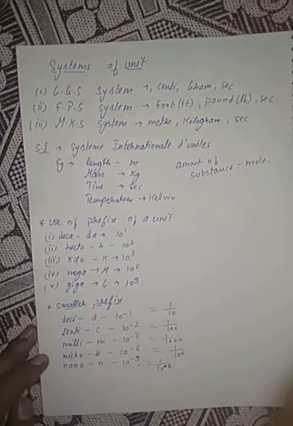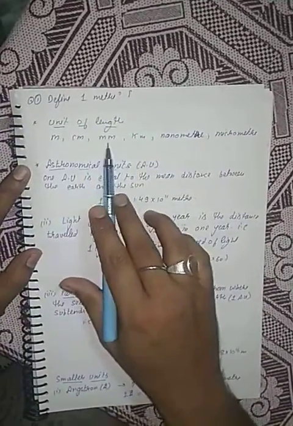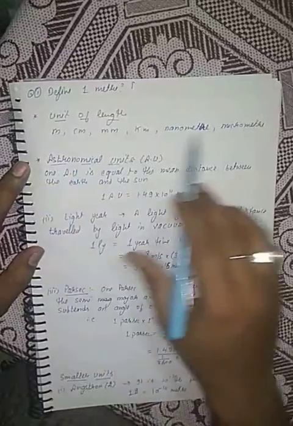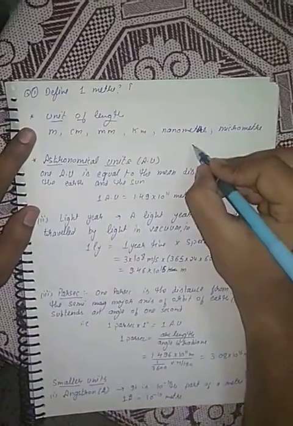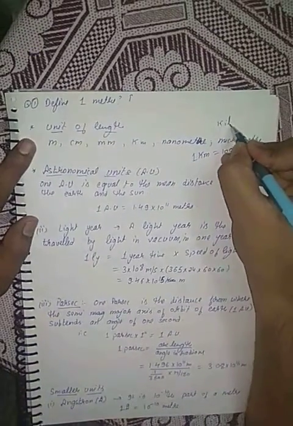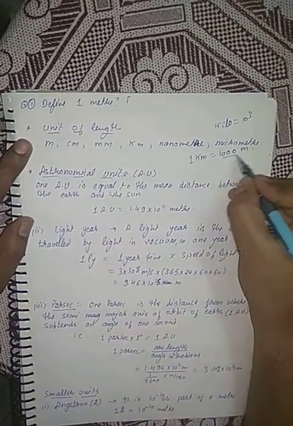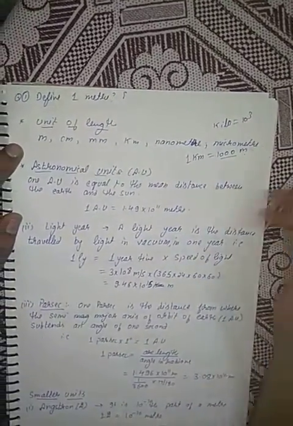Now, one question for you. While discussing the unit of length, meter, centimeter, millimeter, kilometer, nanometer, micrometer, these are the basic units of length that are given in your book, and we know the basic conversion. For example, 1 kilometer equals 1000 meter. Just now we have learned kilo, that means 10 raised to power 3. I have multiplied 10 raised to power 3 with meter. Millimeter, centimeter, kilometer, nanometer, micrometer, nano, micro. Now one question for you: define 1 meter. This question you have to do in your copy.